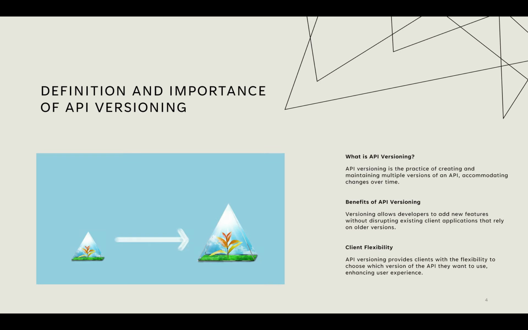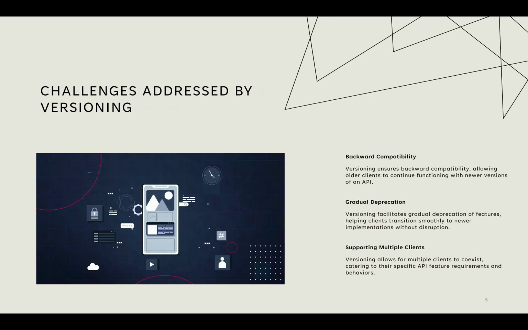API versioning refers to the practice of maintaining multiple versions of an API. It is important because it allows developers to introduce new features and improvements while giving clients the option to use older versions. Versioning addresses several challenges, including backward compatibility, the need for gradual deprecation, and supporting multiple clients that may require different API versions, different API features, or behaviors.